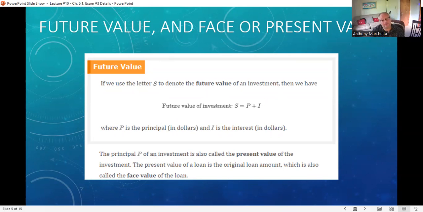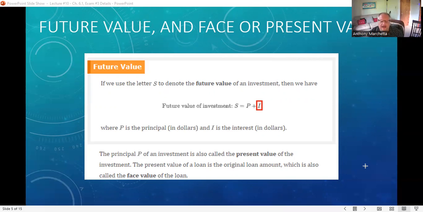Now remember, I equals PRT. So you're going to see very often this I right here being replaced with PRT. In other words, making it read S equals P plus PRT instead of I. They do that a lot to try to figure out weird questions, and you'll see every example of the kinds of questions that you'll need to be able to answer to succeed with this lesson.